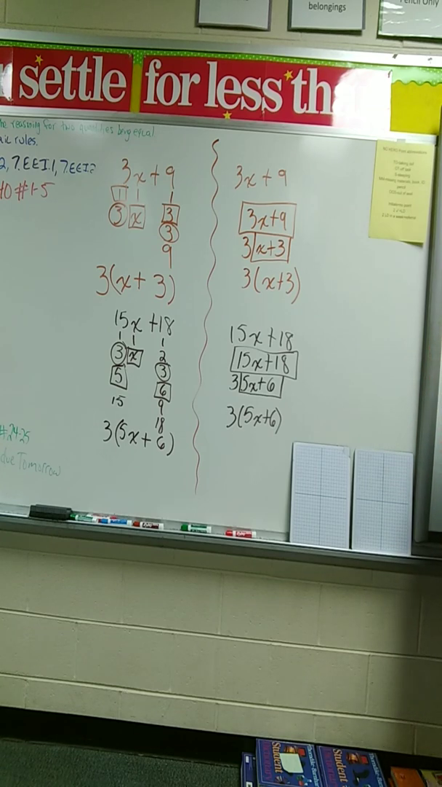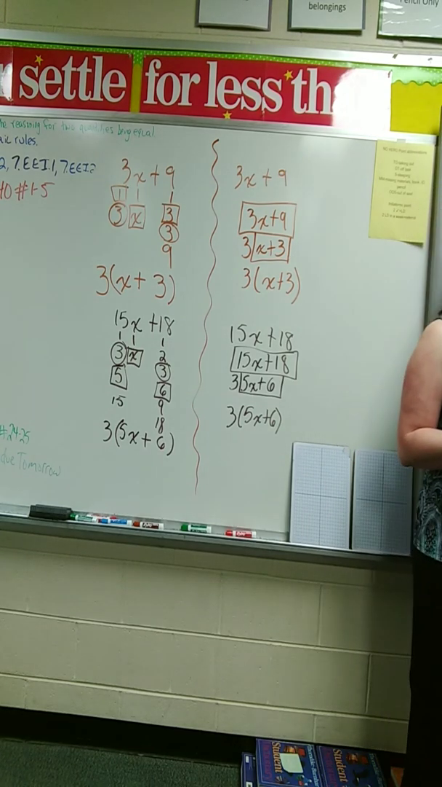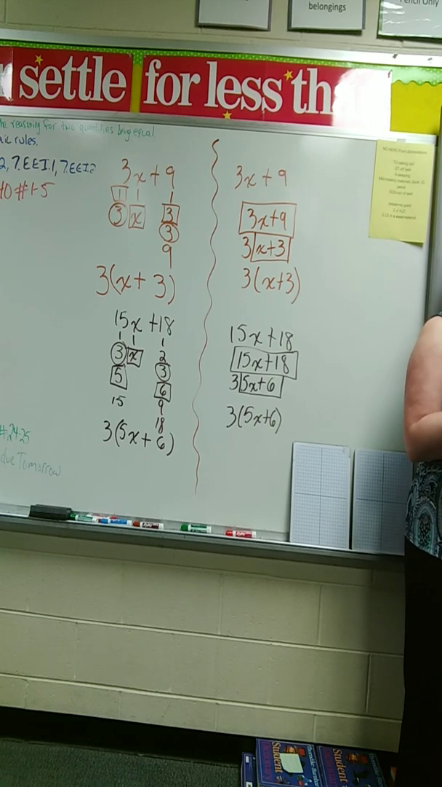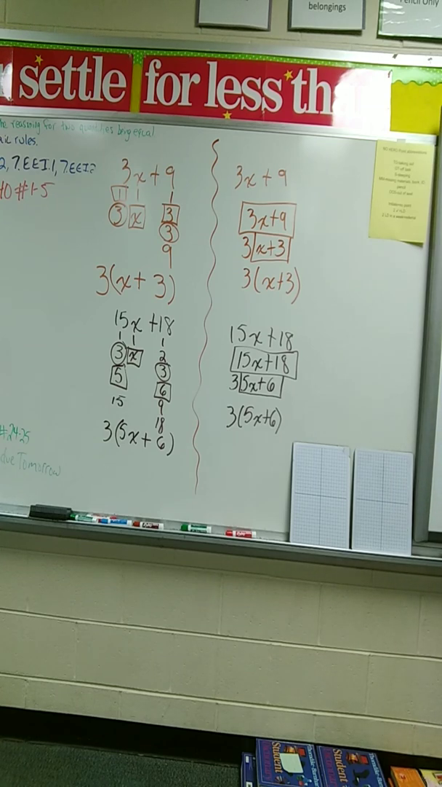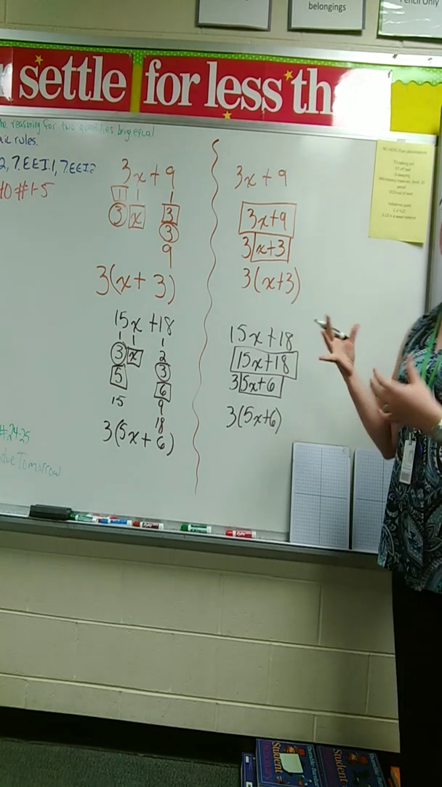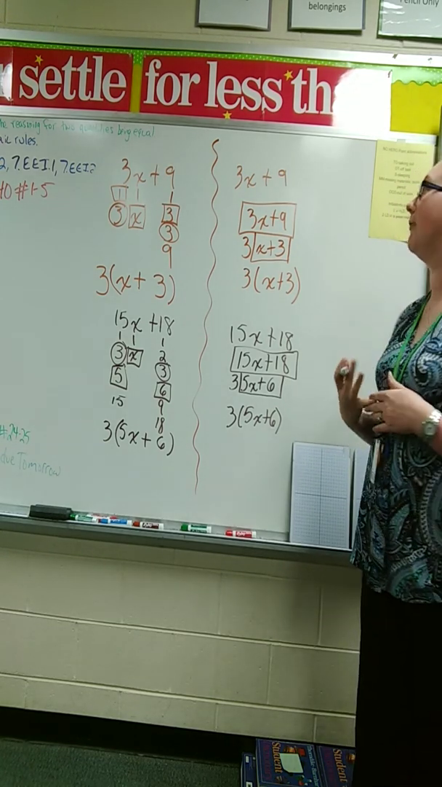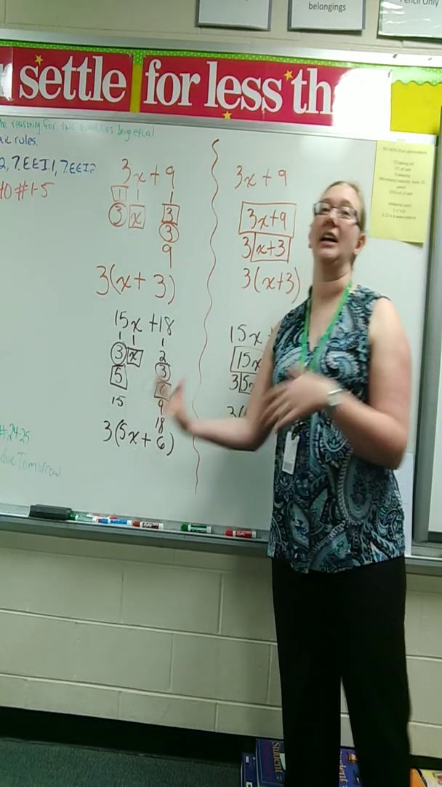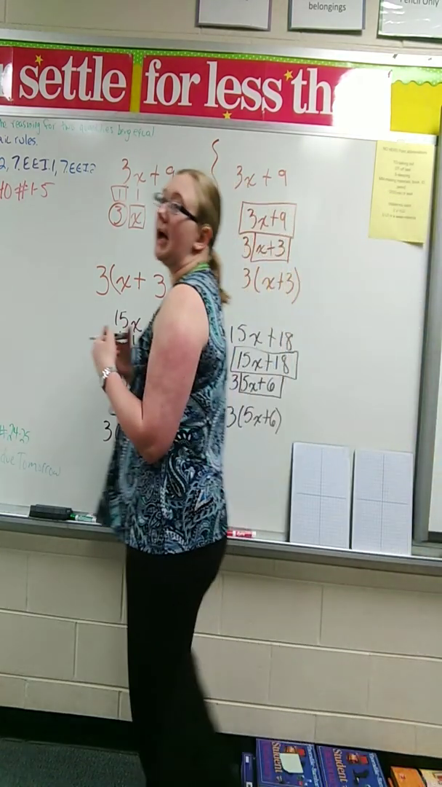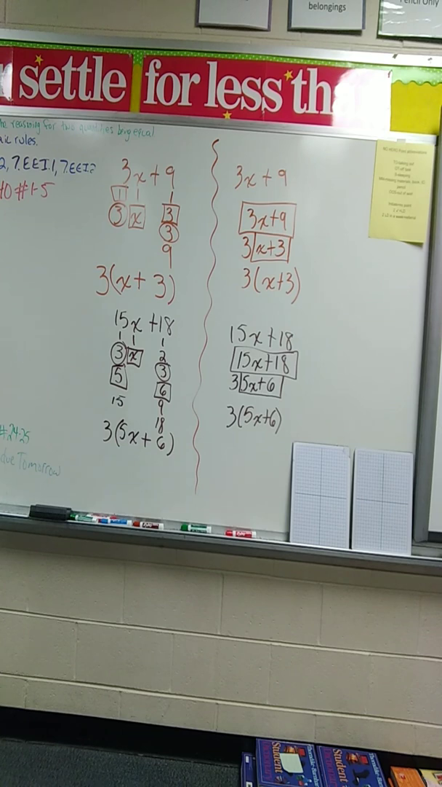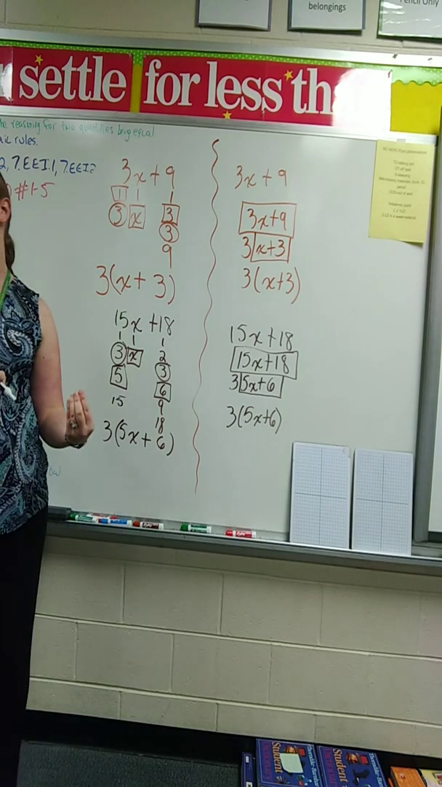Okay. What was the greatest common factor of both of these examples? 3. In both of these examples, it just happened to work that the greatest common factor was 3. If you have situations where both terms have a variable, you can even factor out a variable. So if we had 3x plus 9x, we could factor out a variable. You could factor out x. If we had 3x plus 9xy, we could still factor out the x. The y would be left, but we can pull out the x. Okay?